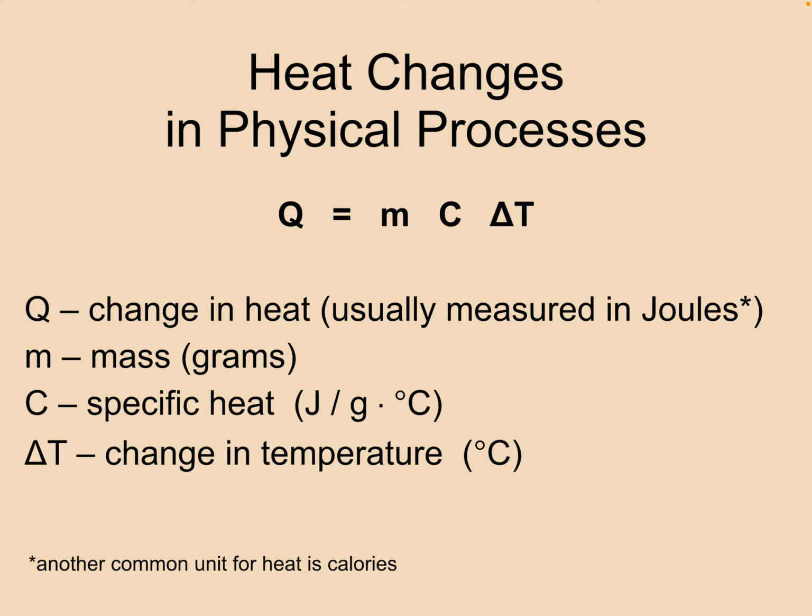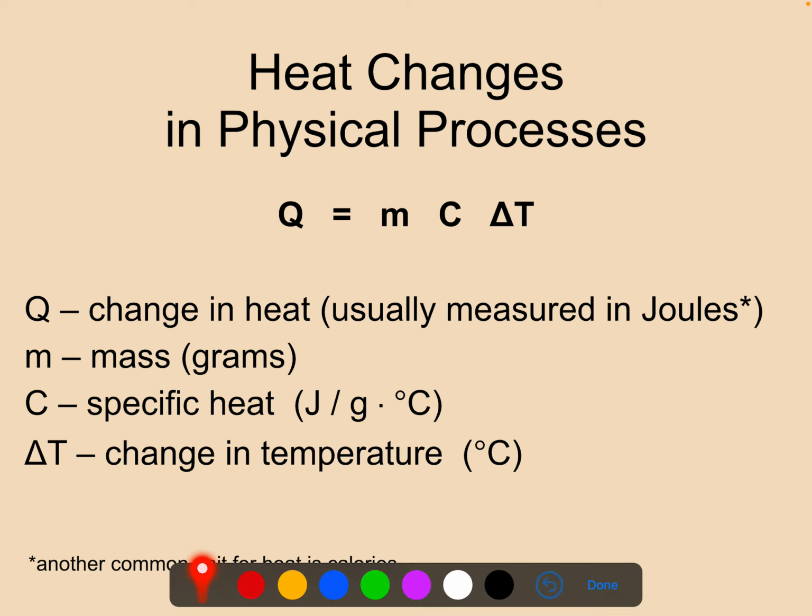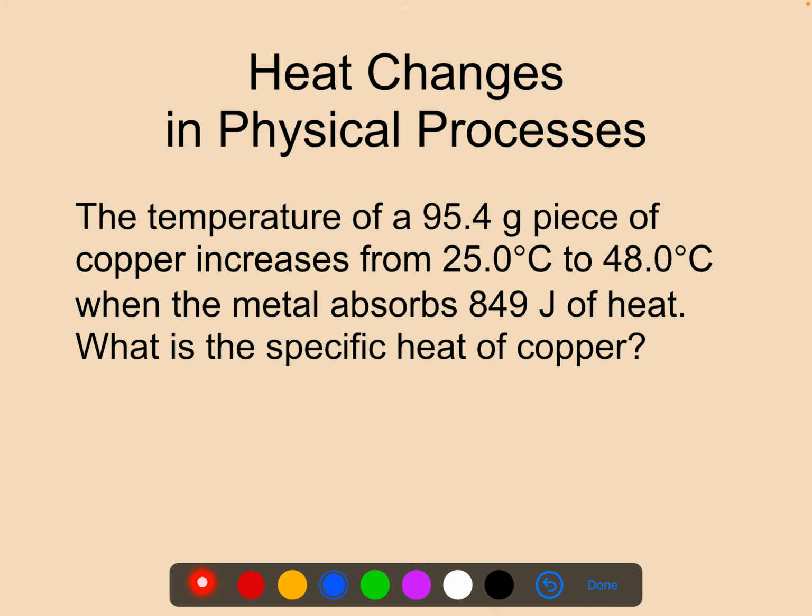And then the triangle T is delta T. That is going to be our change in temperature, and we can record that in Celsius as well. And remember, with our change in temperature, we typically do the final temperature minus the initial temperature. That way we know if it was an increase in temperature or a decrease in temperature. So let's look at a problem with this.